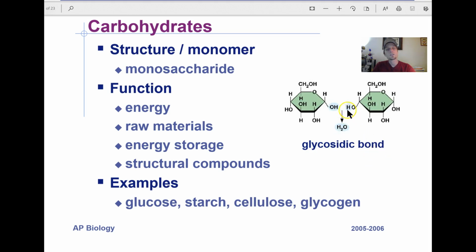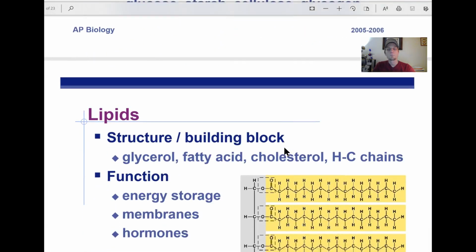And you'll notice again, it's a dehydration synthesis. So glucose, starch in plants, we can eat it, but we don't make it. Cellulose in plants, and glycogen in humans. So animals make glycogen, plants make starch. And it's all based on the same molecule, glucose, which is why we call it a monomer. It's the basic building block.